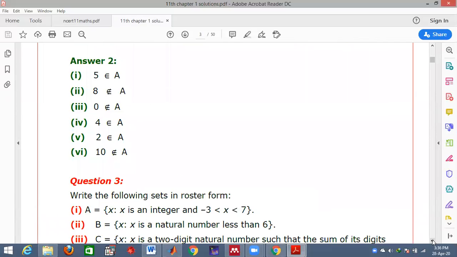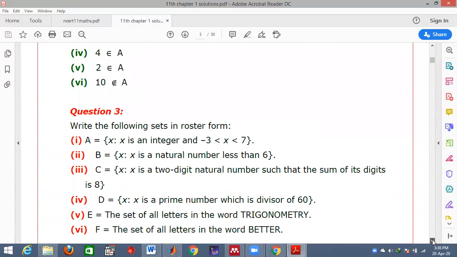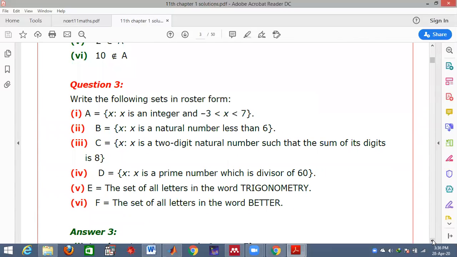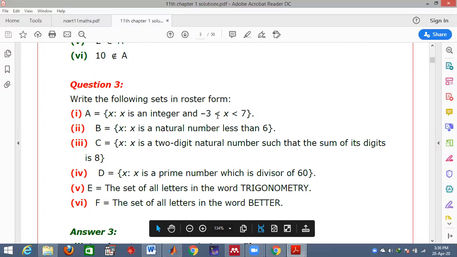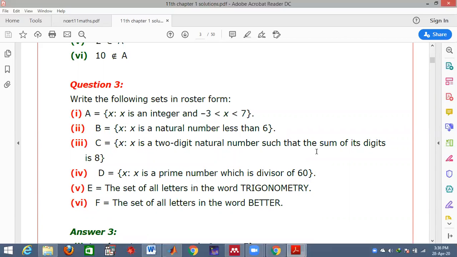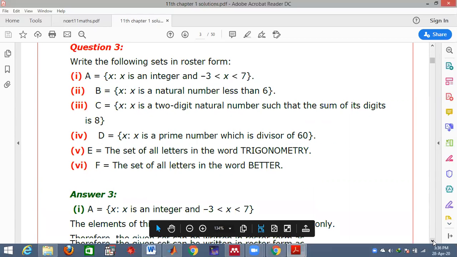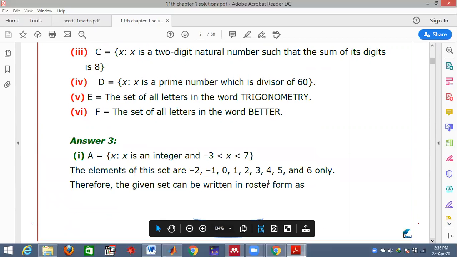Question number three is, write the following sets in the roster form. I have earlier discussed that the roster form of sets is that notation where we enlist the actual elements. For example, we have x such that x is an integer and lies between -3 and 7. So integers lying between -3 and 7, we will go from -3, that means it's -2, -1, 0, 1, 2, 3 up to 6. So the elements are like this.